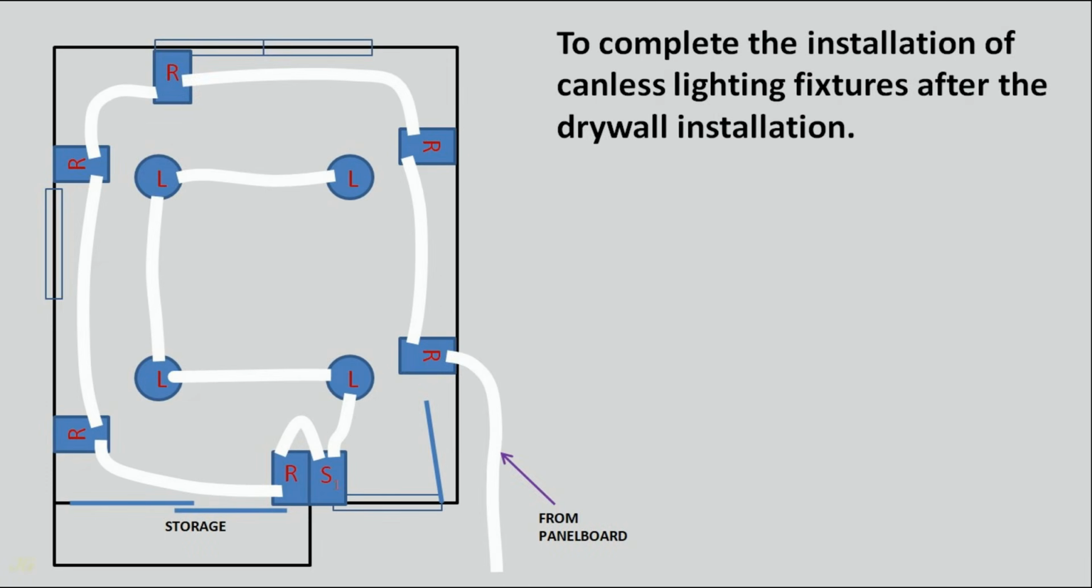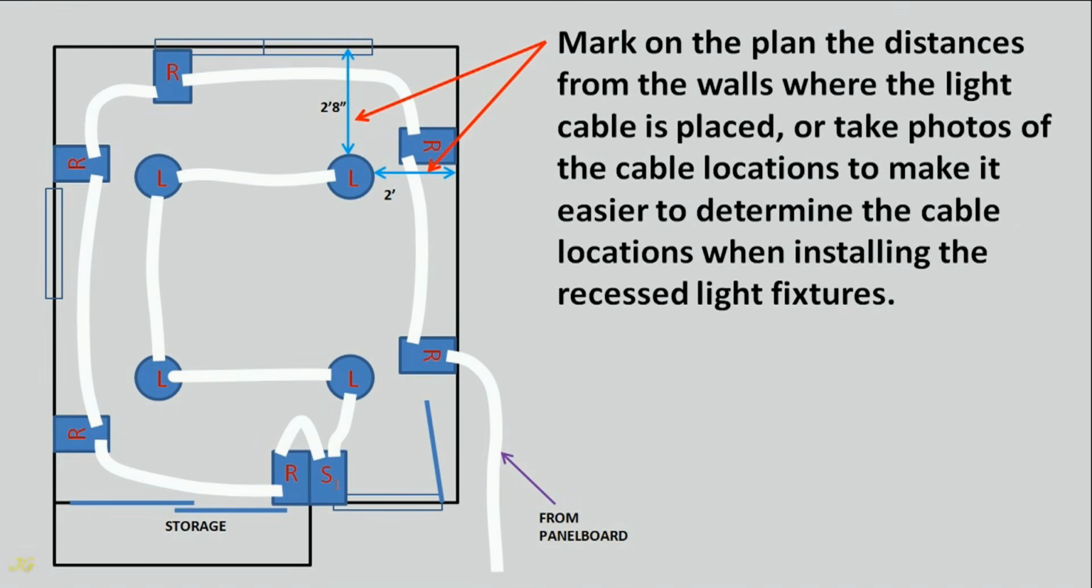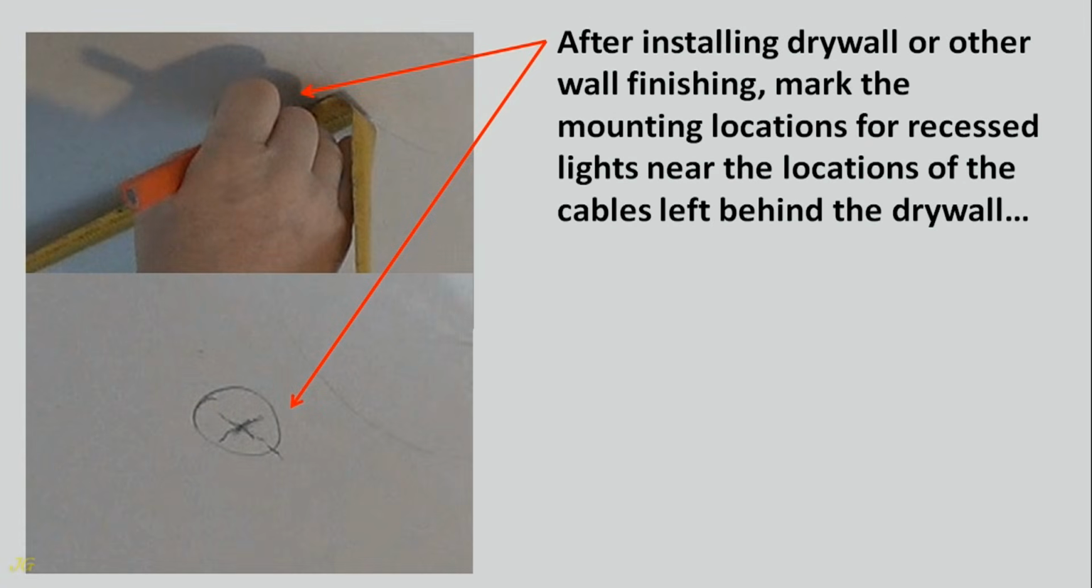To complete the installation of canless lighting fixtures after the drywall installation, mark on the plan the distances from the walls where the light cable is placed, or take photos of the cable locations to make it easier to determine the cable locations when installing the recessed light fixtures. After installing drywall or other wall finishing, mark the mounting locations for recessed lights near the locations of the cables left behind the drywall.